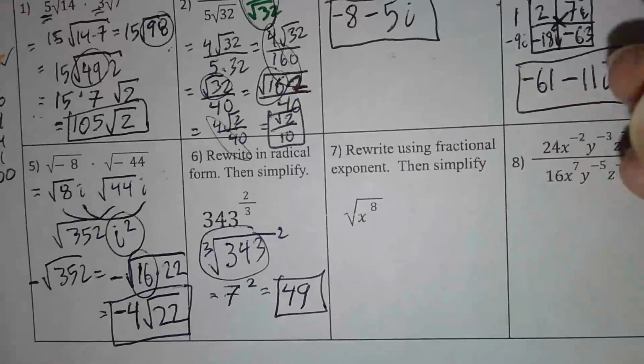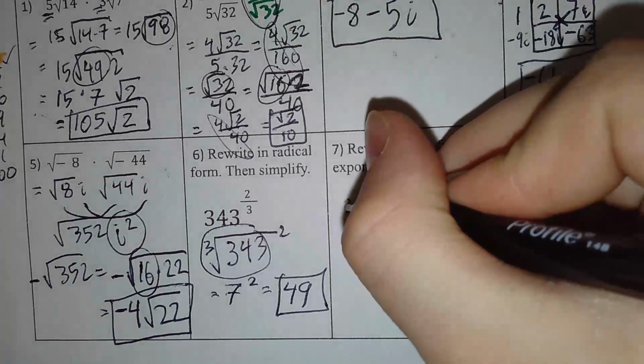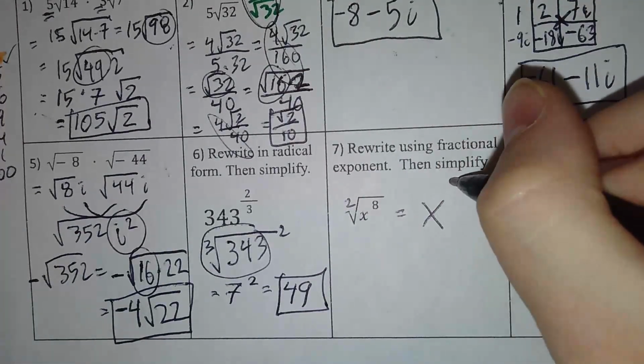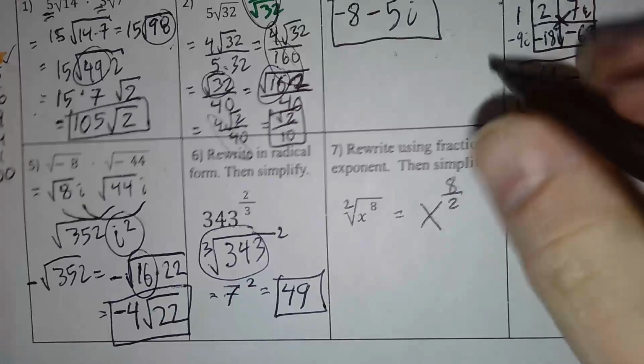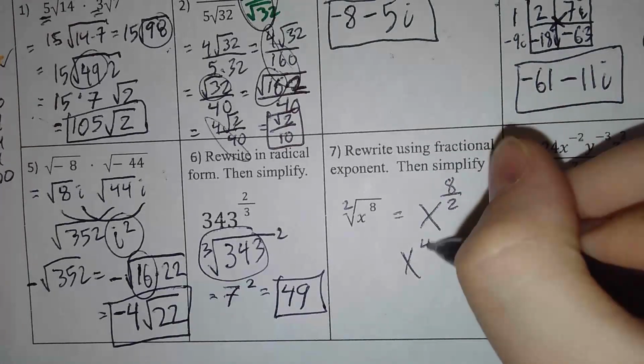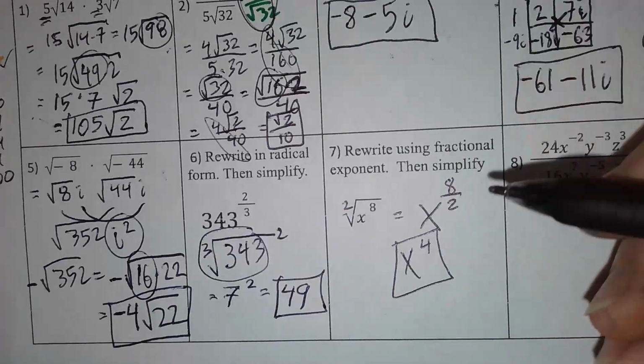Next up is number 7. Remember, a square root has a square there, so this could be rewritten as x to the 8/2 power. X to the 8/2 power is the same as x to the 4th, since 8 divided by 2 is 4.